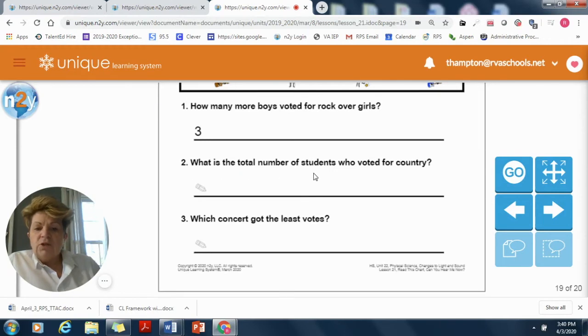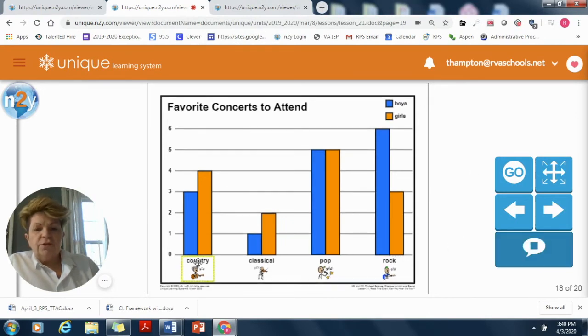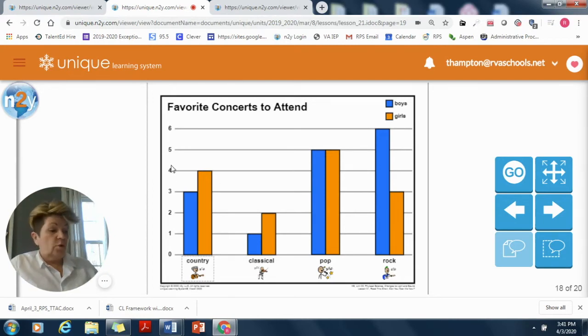Now, what is the total number of students who voted for country? Total. So are we adding or subtracting for total? We're adding. So let's find country. How many boys and how many girls do we have? Very good, we have 3 boys and 4 girls. So you can start on a fresh piece of paper. I'm going to erase, and remember to write backwards for you so it shows up properly.